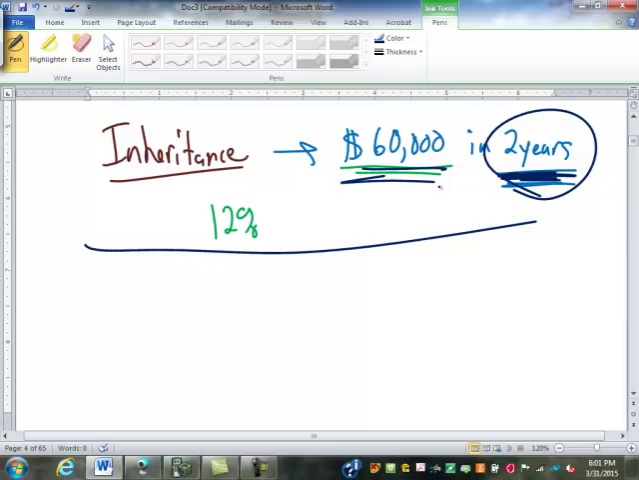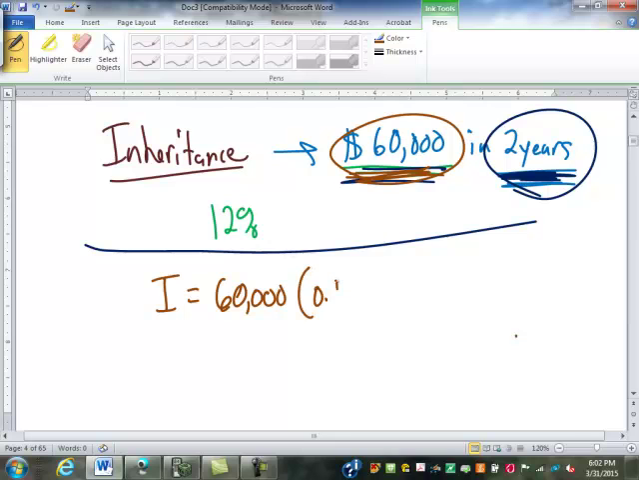So that's where a simple discount note comes into play, is they know that at 2 years you're going to have $60,000. They don't know whether you're going to have any more than that to pay interest or not, so they don't want to take the risk of saying, in 2 years you give us $60,000 plus interest. They don't know if you can afford that, but they know you're going to have $60,000. So they're going to use a simple discount note, where they're going to give you a discount based on the $60,000, that 12% rate, so 0.12, and 2 years.